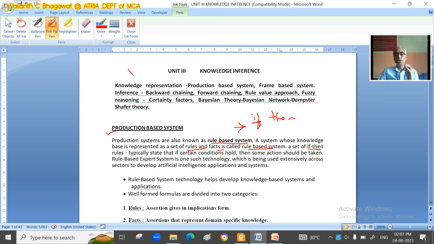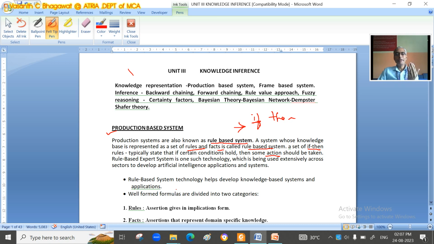If these conditions hold good, then you have to do some action. So the left hand side we call a condition. Generally, the rule based expert system is one such technology which is used extensively in various applications of our AI. One of the important applications where this rule based system comes is called an expert system, which we will be discussing in later modules.